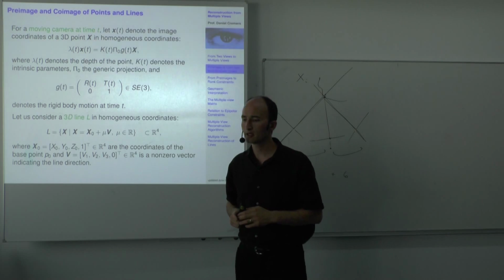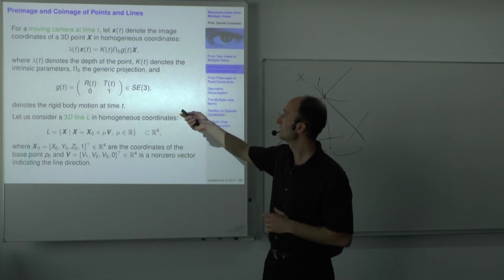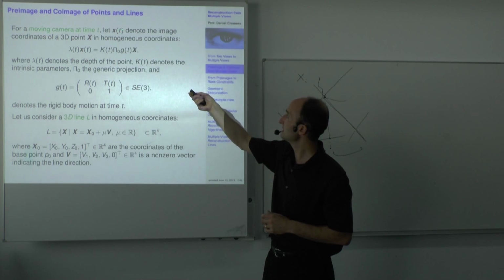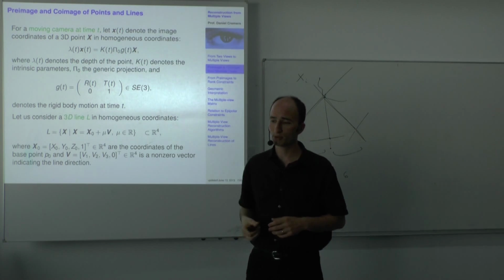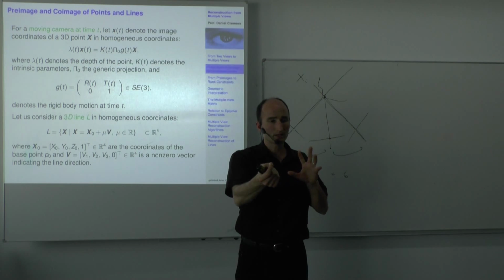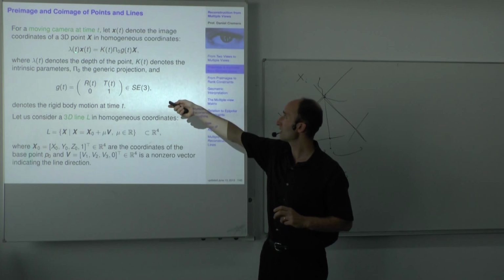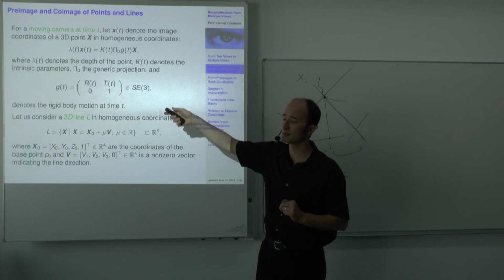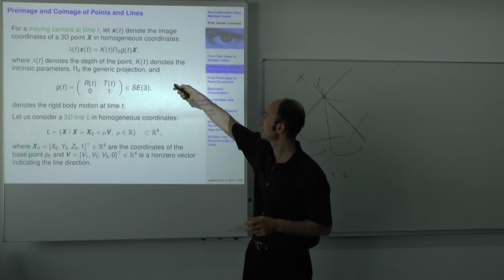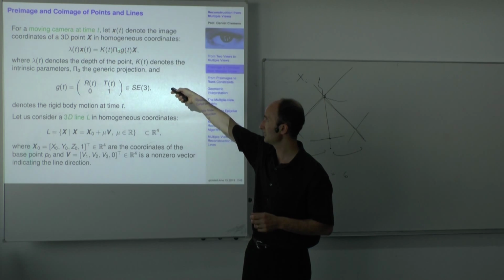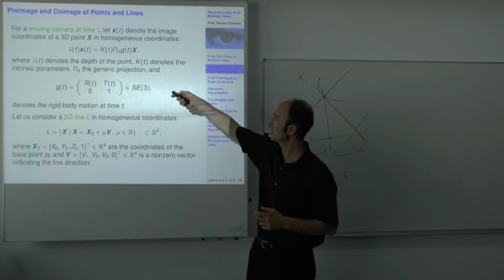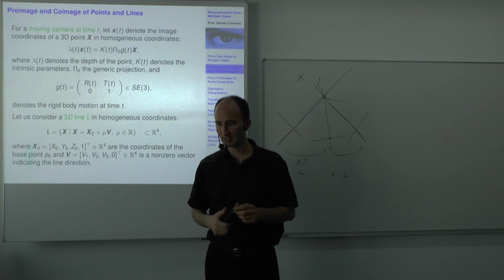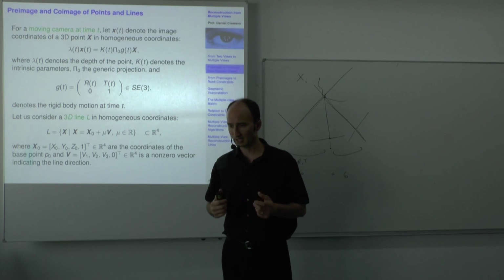And so now we consider a moving camera over time. At time t, x of t is the image coordinates of a 3D point x. So we observe a 3D point x in the world from multiple views, and we saw this projection equation already. The depth lambda of t with respect to the camera at time t times the 2D coordinate is nothing but the large point rotated and translated into the camera coordinates at time t. Pi 0 is the generic projection, and K of t are the intrinsic parameters of the camera at time t.